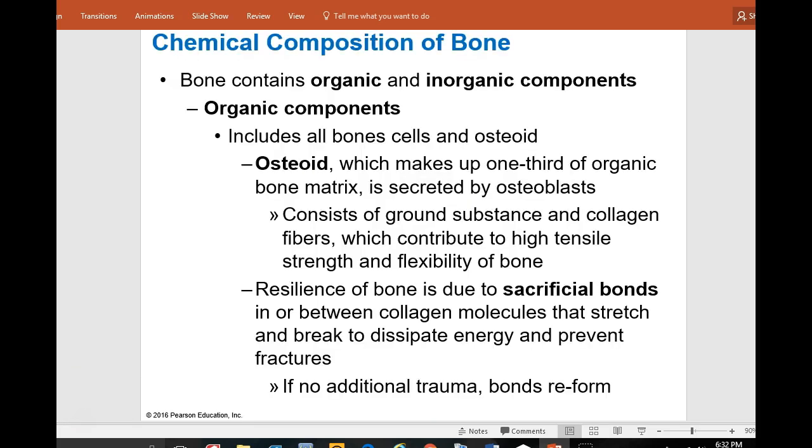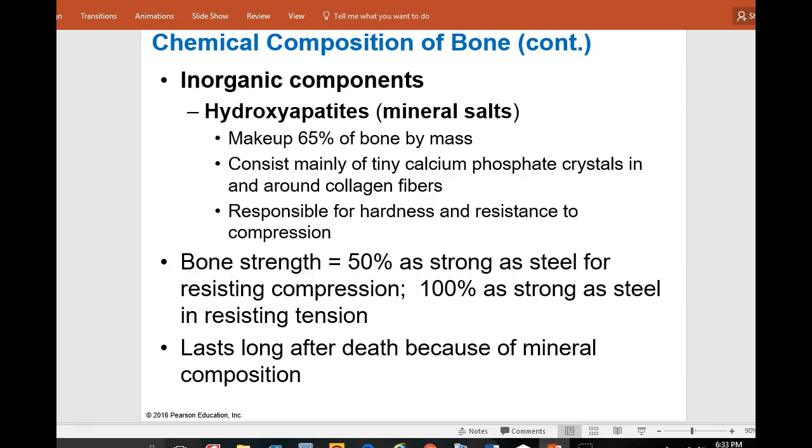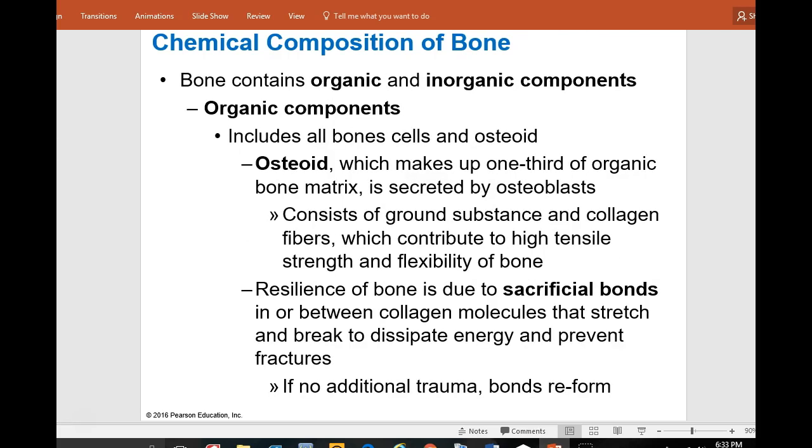So let's look at the components of bone, the chemical components of bone. So we looked at bone in the lamella and the trabeculae. So bone consists of an osteoid portion and an inorganic portion. The osteoid portion contains the bone cells, so the osteoblasts, the osteocytes, and the osteoclasts. And it has a ground substance that is somewhat gelatinous, and that contains lots of collagen fibers. And those collagen fibers are what help to give the bone strength and give it a little flexibility, give it some rigidity.